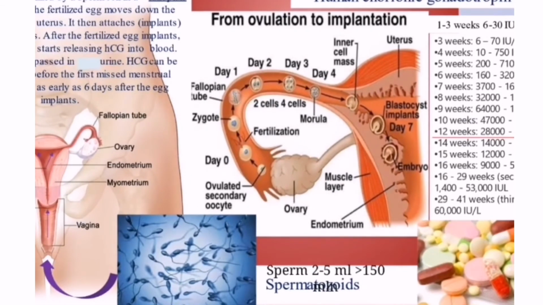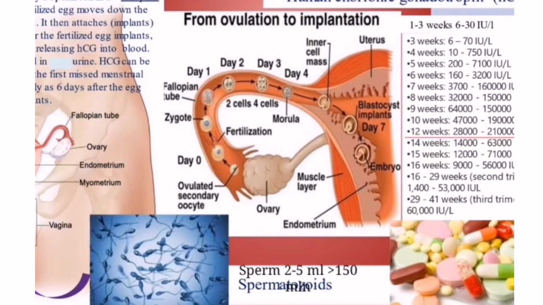First is the ovulated secondary oocyte, then day 0, fertilization occurs and forms a zygote, and then it moves into the fallopian tube. On day 2 it forms 2 cells, day 3 forms 4 cells, and day 4 the morula forms, and then the embryo develops and the blastocyst implants on day 7.